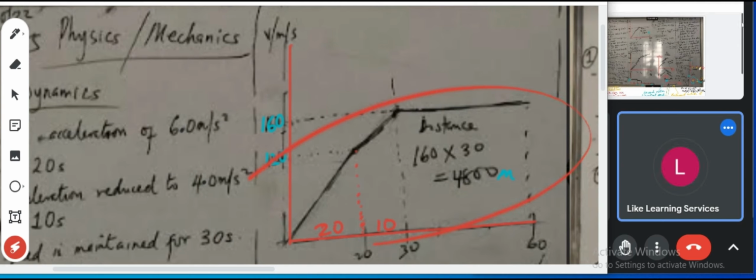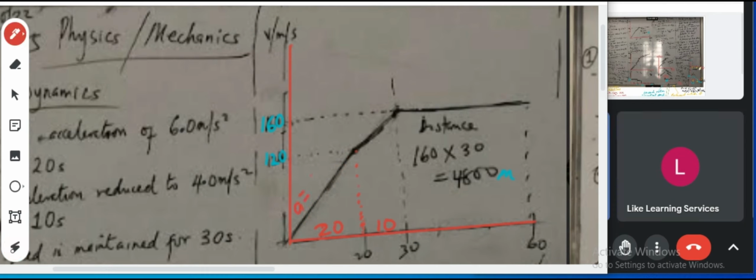Scroll up a bit, yes. This is velocity against time. And the first stage is constant acceleration of what? 6.0 meters per second squared, is it not? 6.0 meter per second squared.